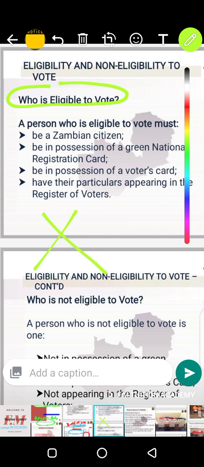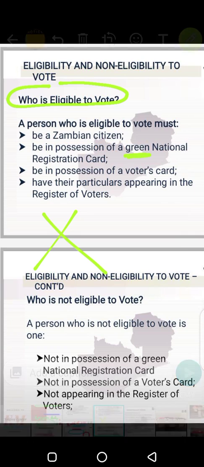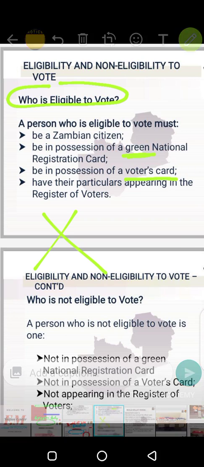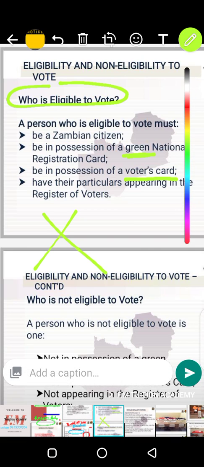If you don't have these qualifications, you cannot vote. They just put X there on you. You cannot vote. Okay? You can't vote. So for you to vote, you're supposed to be a Zambian. You're supposed to have a green national registration card. Green. You have to specify green national registration card. Also, you're supposed to have a voter's card to be able to vote. And you're supposed to have registered. Your name is supposed to appear in the register of voters. Meaning, you're supposed to have registered before the elections in the register of voters. Okay.